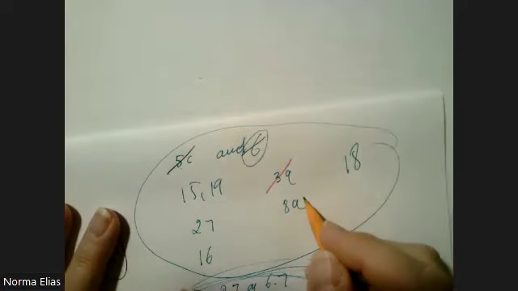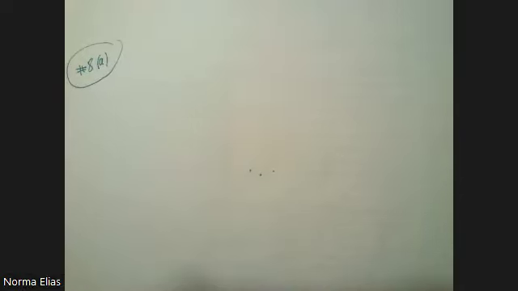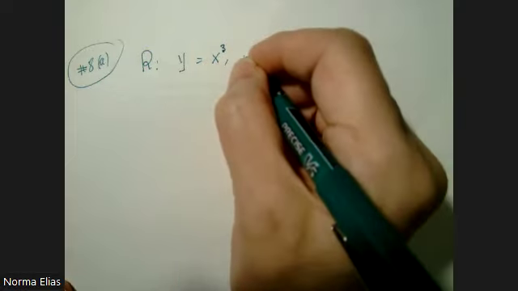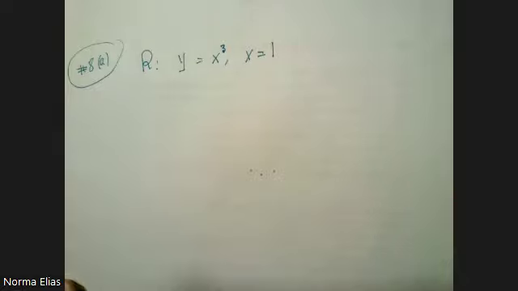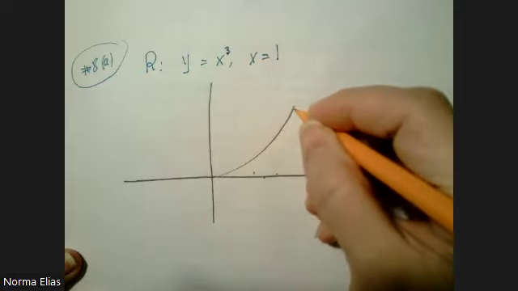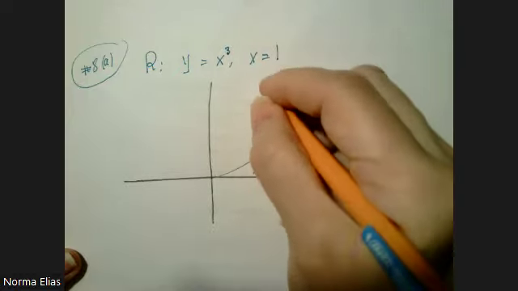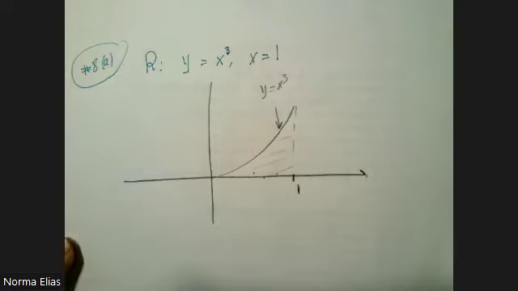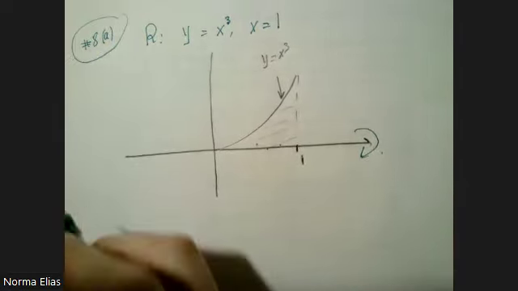Okay. So I'll just take care of number 6, and I have 8A. Number 8, part A. Here R is the region bounded by y equal x cubed, and the line x equal to 1, and the x-axis. So this is my region, y equal x cubed, and x equal to 1, and the x-axis. That's the region I'm interested in. And part A, we're gonna rotate about the x-axis.